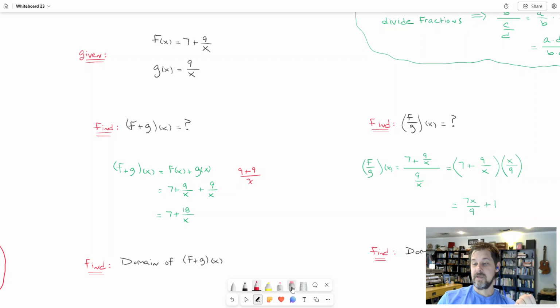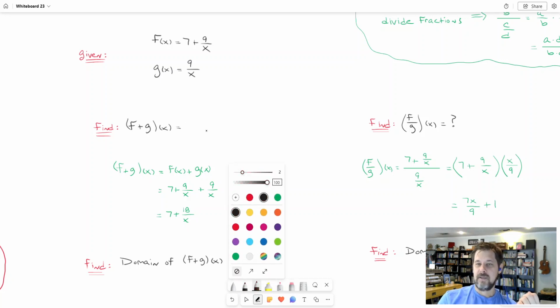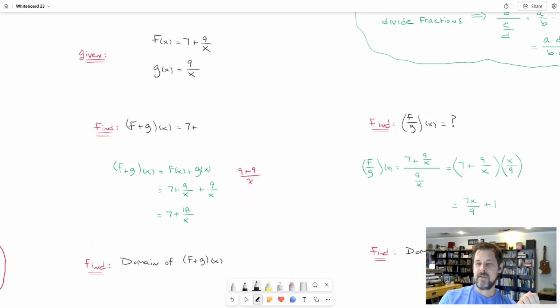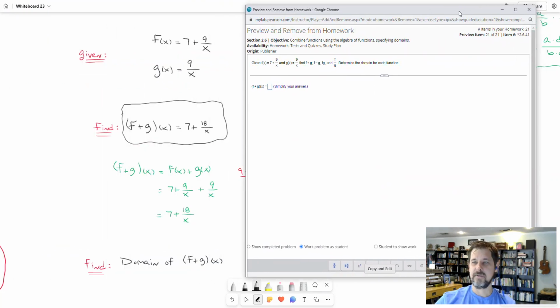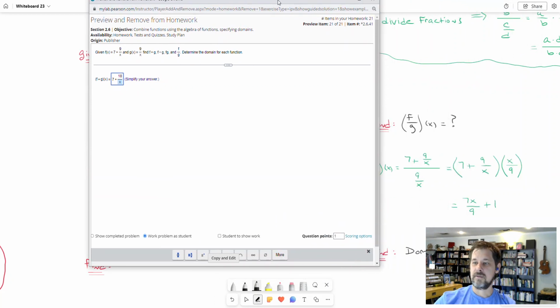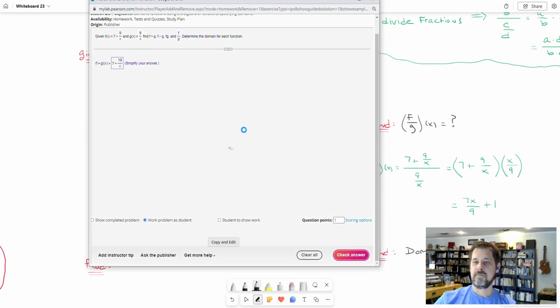There's my answer. So the function f plus g of x is 7 plus 18 over x. That would be my result, my statement about the answer. I don't think this part of it is so bad to put into my math lab. Let's see though. Okay, f plus g of x, 7 plus, and then I need a fraction, 18 over x. That should do it for part A of this. So I check it, and it's correct.